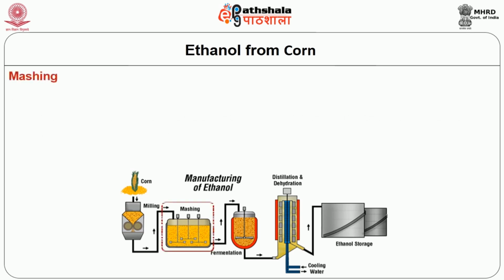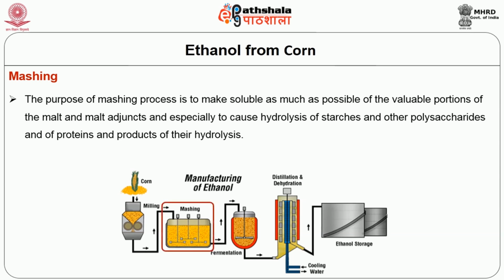The second step is the mashing. The purpose of the mashing process is to make soluble as much as possible of the valuable portions of the malt and malt adjuncts, and especially to cause hydrolysis of starches and other polysaccharides and of proteins, as well as the products of their hydrolysis.